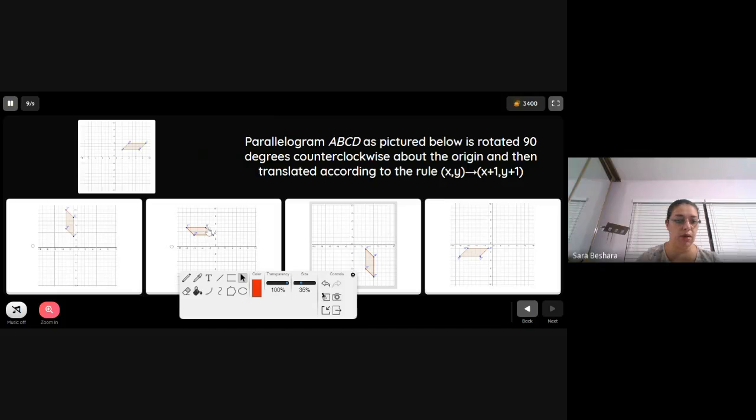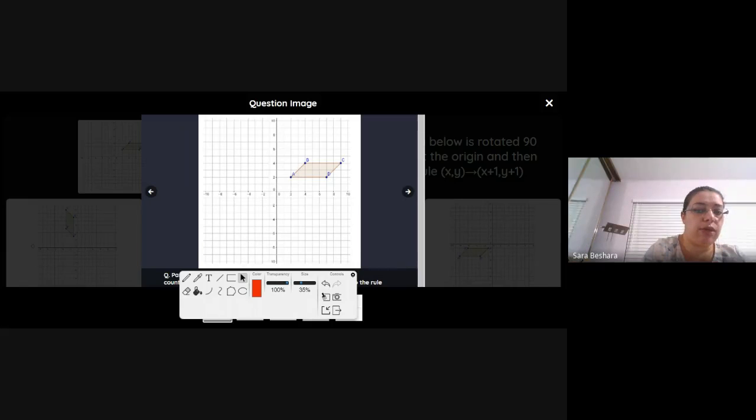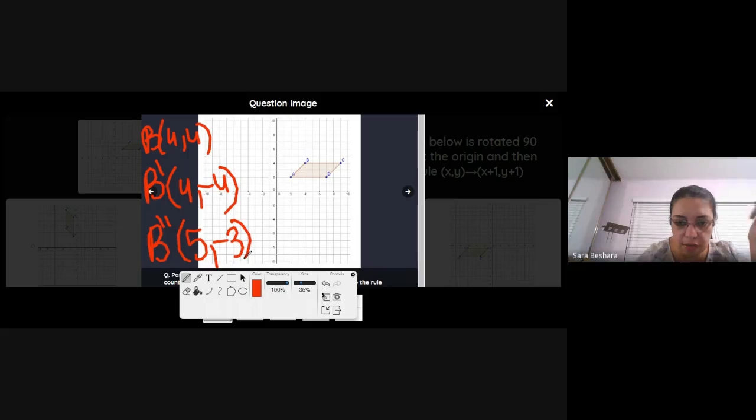Is B going to be here or is it going to be here? Let's do B. And B is (4, 4). So it's the same exact way. We carry it the same way. Rotate B, B prime. So it will be (4, -4). And then B double prime, add the 1s. So we get 5, and we add 1, we get -3. So which one is giving you a (5, -3)? So again, if A is here, then B should be (5, -3).